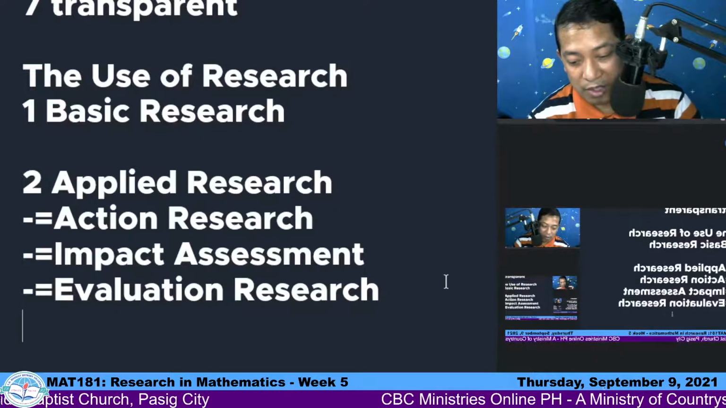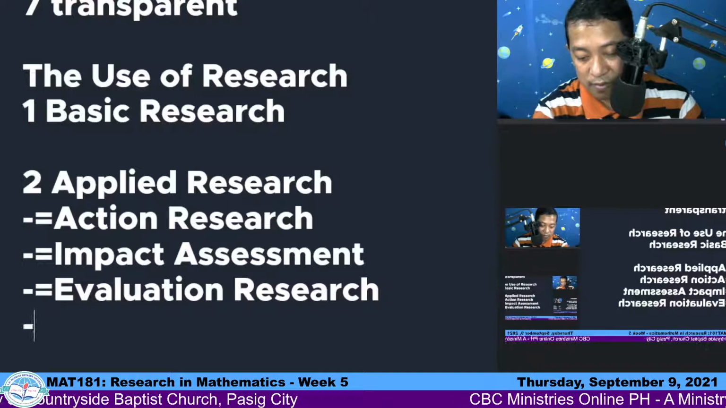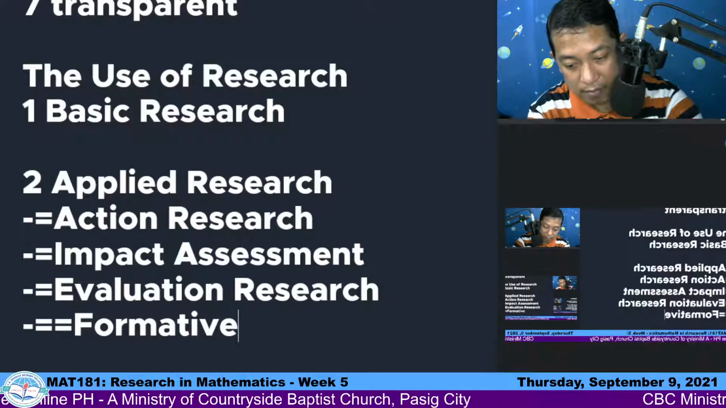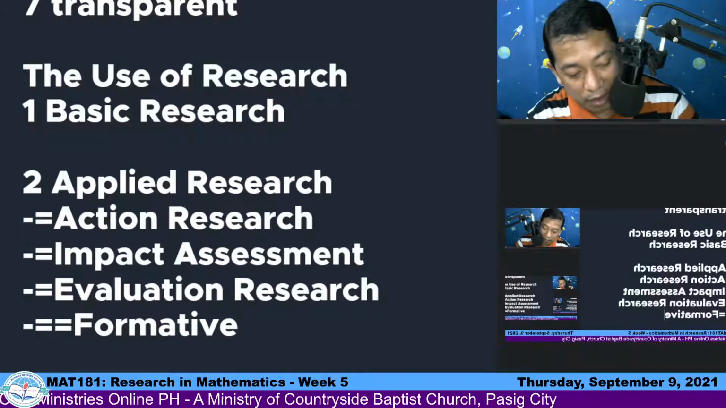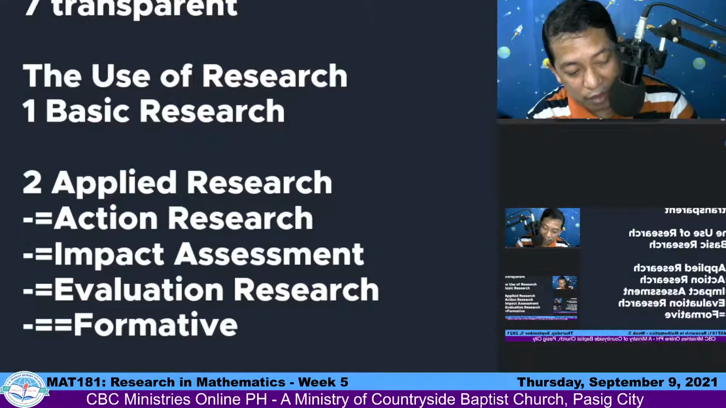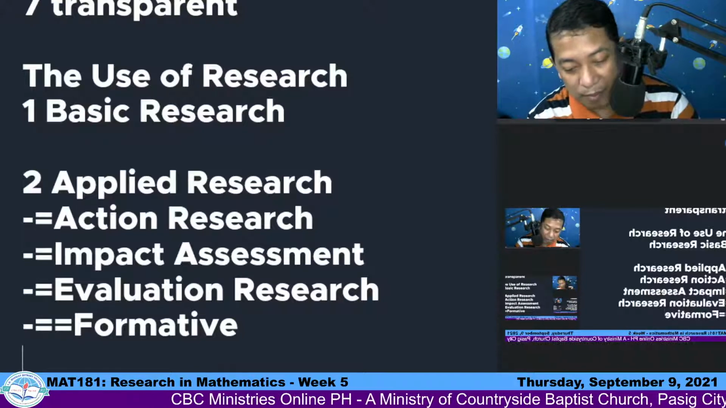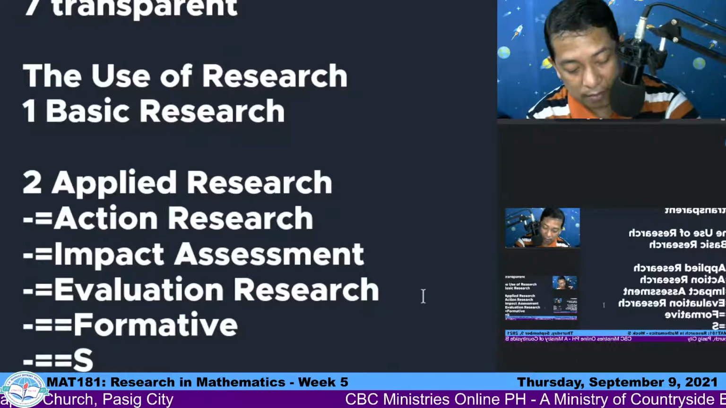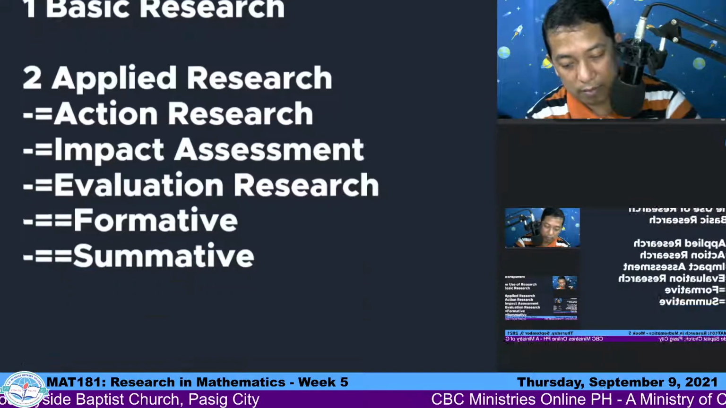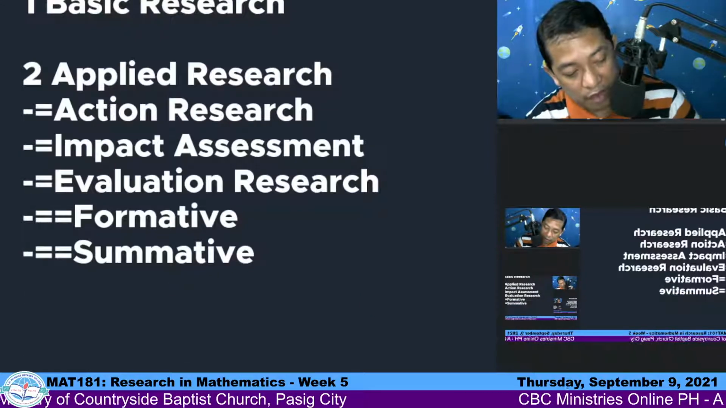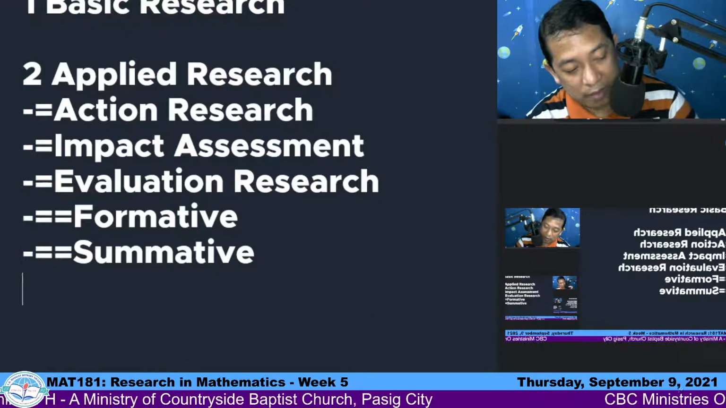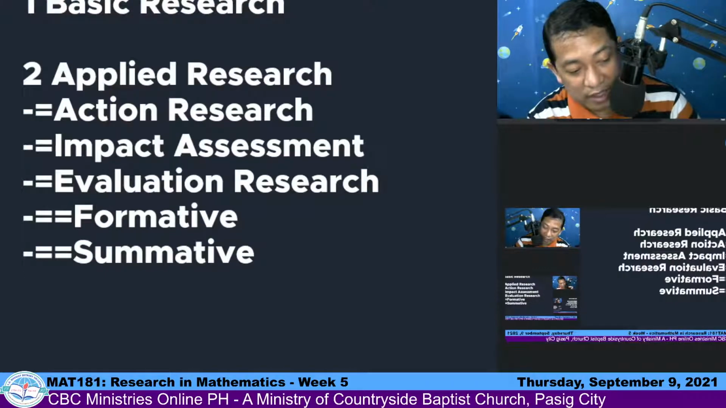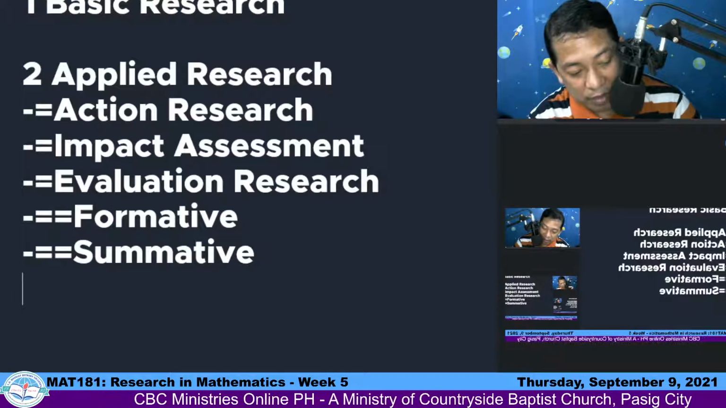And for evaluation research, there are two types. We have formative, which is built-in monitoring with continuous feedback on the program, used for program management. And then we have the summative evaluation, which looks at the final program outcomes, while formative is a built-in monitoring process with a continuous feedback mechanism for program management.